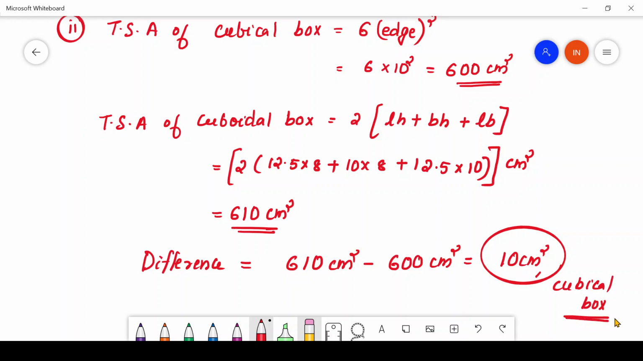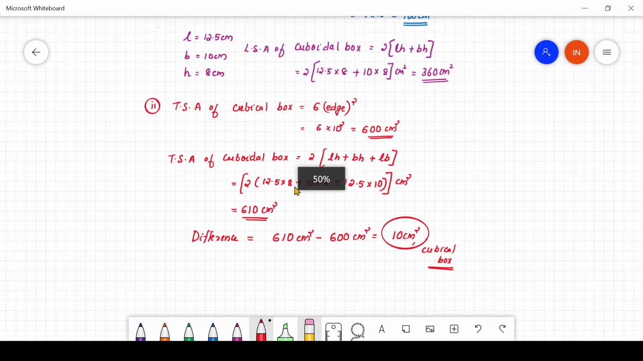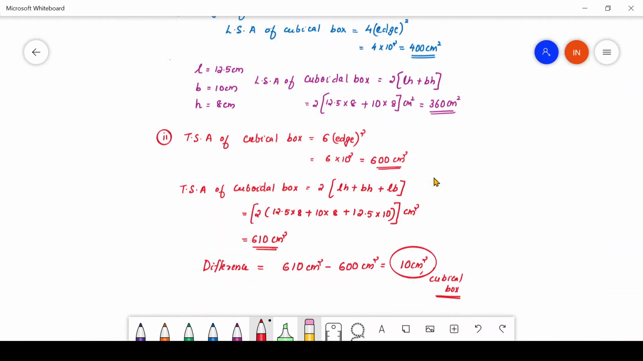I hope this much is clear for you. What we have learned today is the LSA and TSA of a cube, and we have done the problem as well. Thank you.